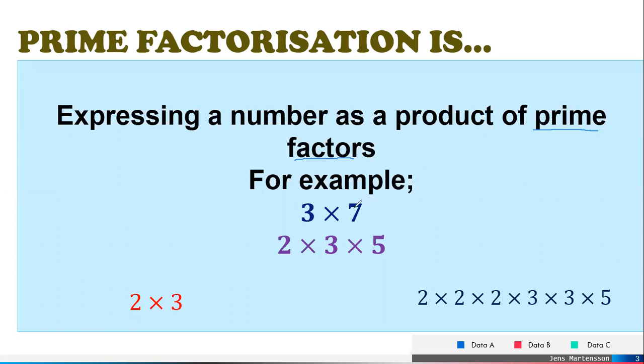7 is also a prime factor. 5 is a prime factor. So if we multiply 3 times 7, we are using only prime factors, that is 3 and 7. So in this case, if we have 2 times 2 times 2 times 3 times 5, we are multiplying prime factors only.